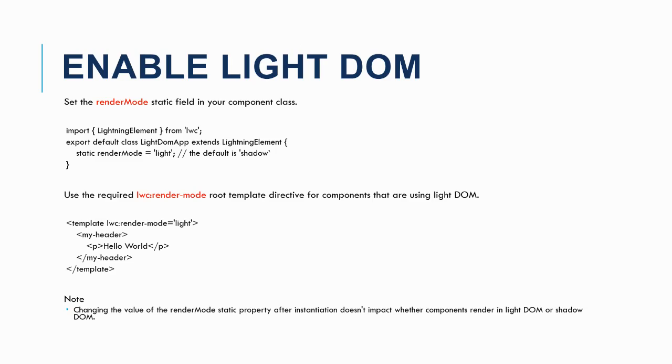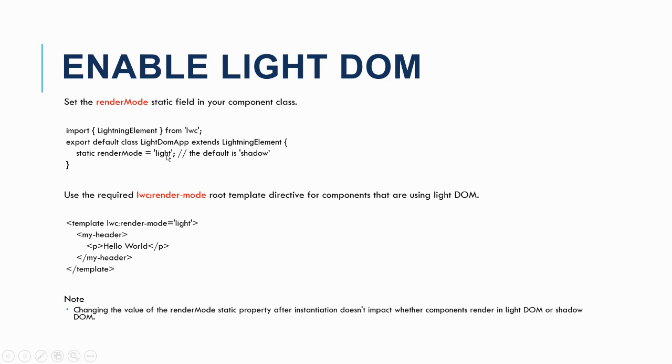Now let's see an example of how we can enable Light DOM and use it in our LWC component. For that purpose, there is one special identifier named renderMode that has to be used in our JS file with the static keyword. So in our JS file, the syntax will be static renderMode = 'light'. By default in LWC, the default value is shadow, so that has to be changed to light.